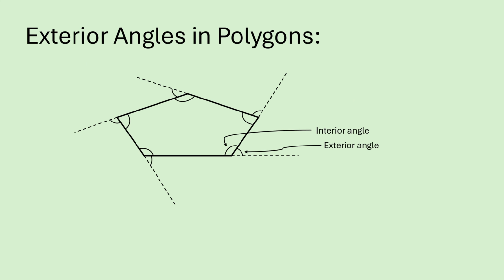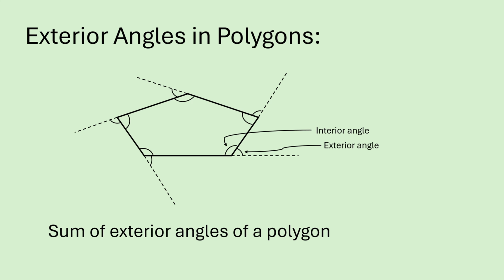Next, exterior angles in polygons. This is a polygon. Here we can see the interior angle and exterior angle. The sum of the exterior angles of a polygon is always 360 degrees. So when we do the sum of all exterior angles in any polygon, its total is 360 degrees.